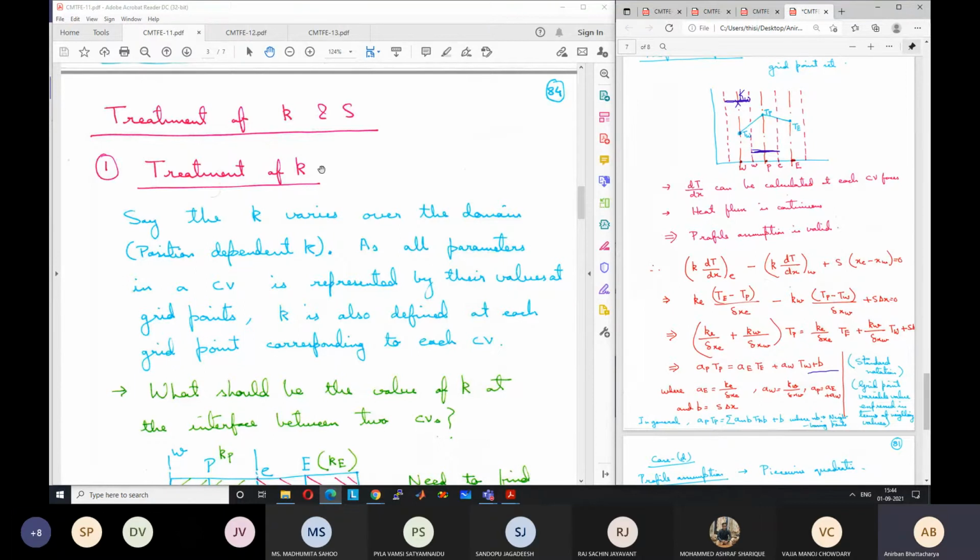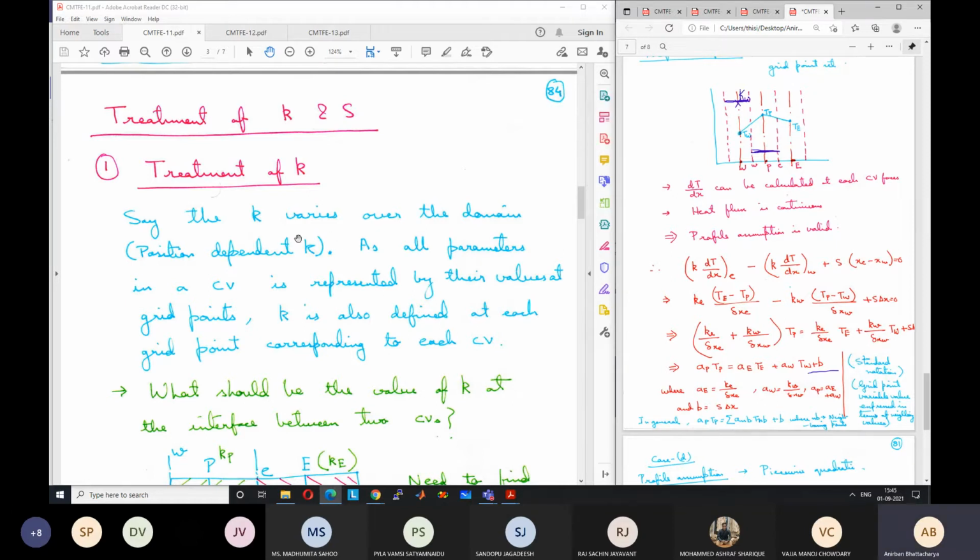Now for treating this K and S, let us first consider the K. As I was saying, if K varies over the domain, like in a composite material, just take something like a screwdriver or some metallic bar with a wooden handle, a metallic pan with a wooden handle. One control volume ends at the metal part and the other control volume starts at the wooden part. So there is a drastic change in conductivity. So how to tackle the interface conductivity in that case?